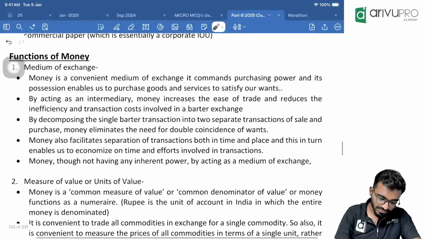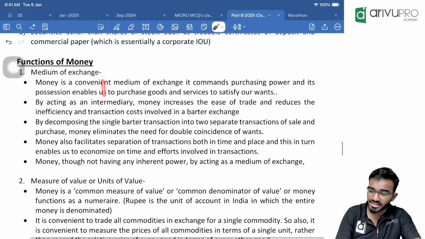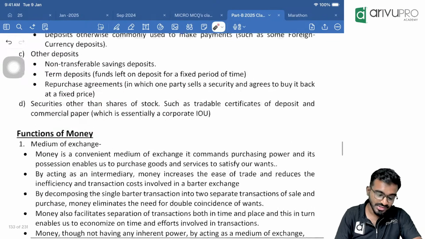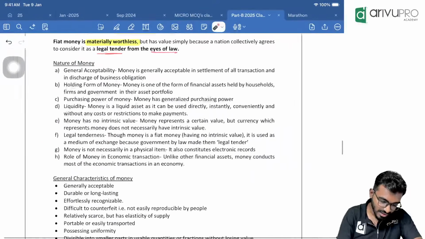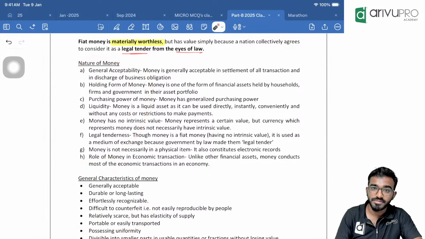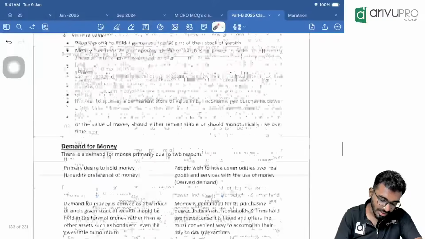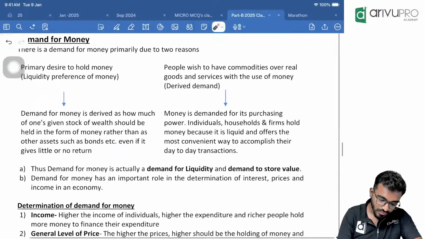So in that, functions of money, same 11th and 12th standard topics. This is where you have to just go through like a read-only concept. But these two, as I said, this is where exam questions will be coming up the most: nature of money and general characteristics of money. Okay, now, why do we need to demand money?